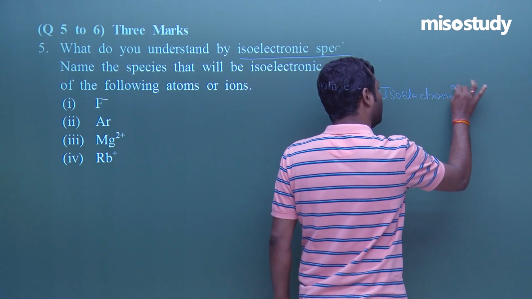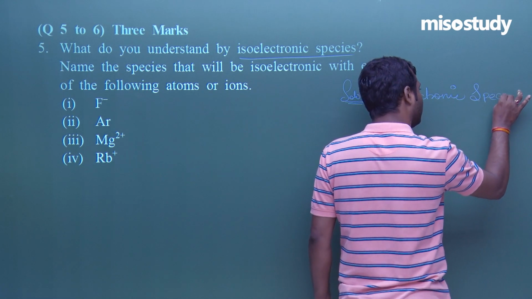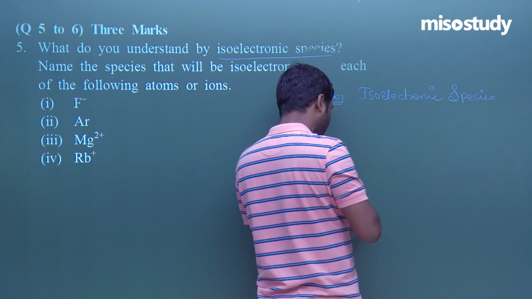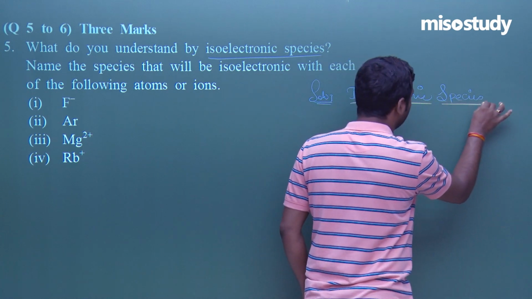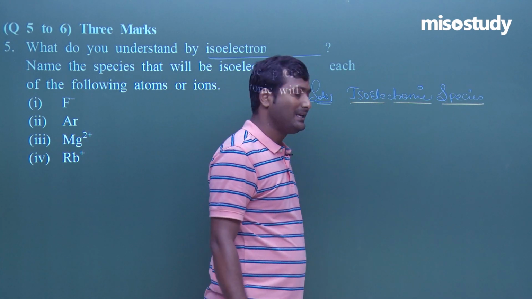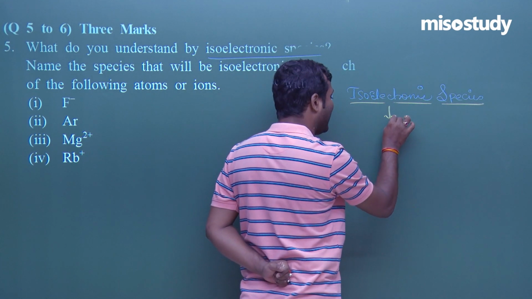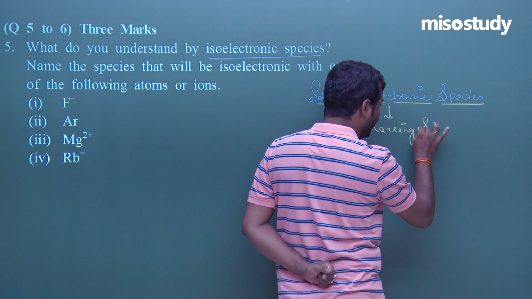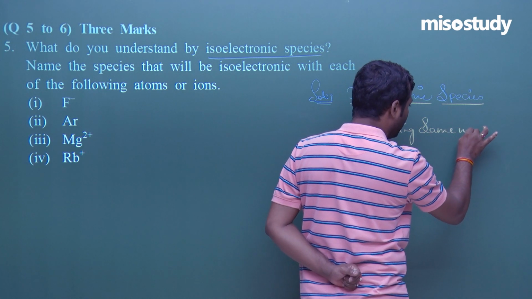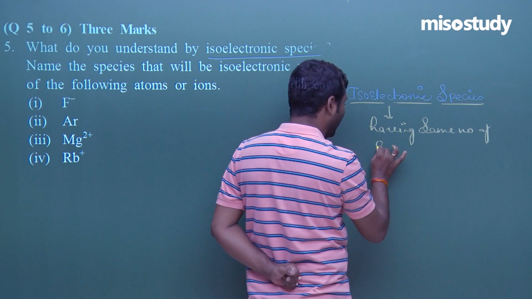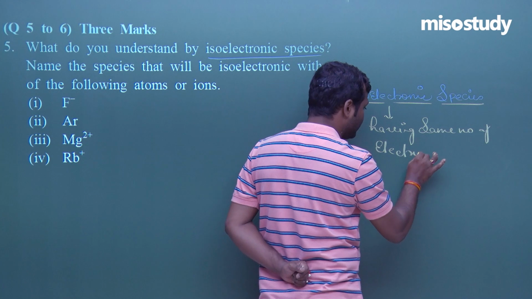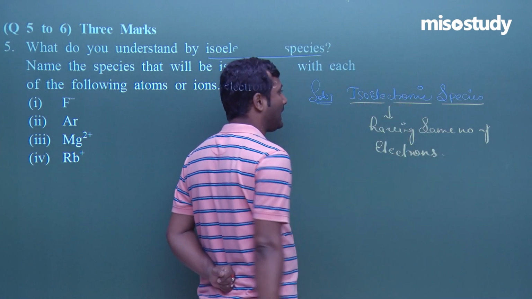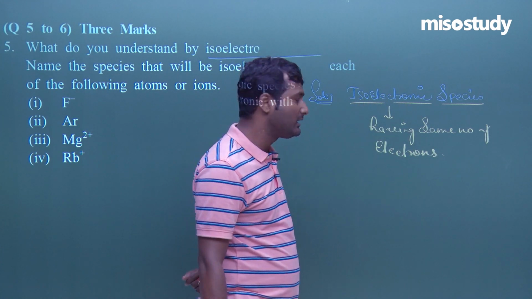Isoelectronic species. Clear to you? What are isoelectronic species? That is the species having the same number of electrons. Species having the same number of electrons are called isoelectronic species.